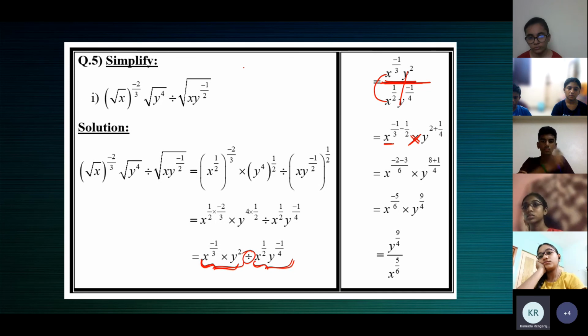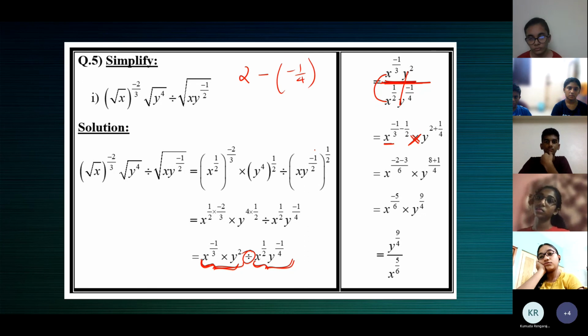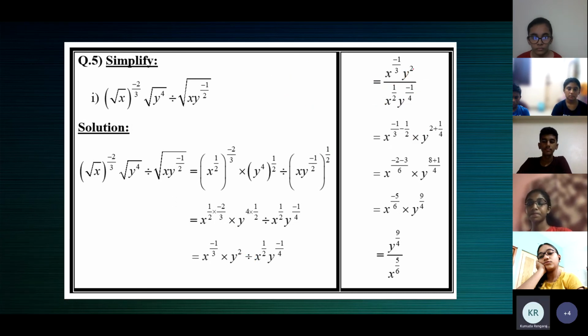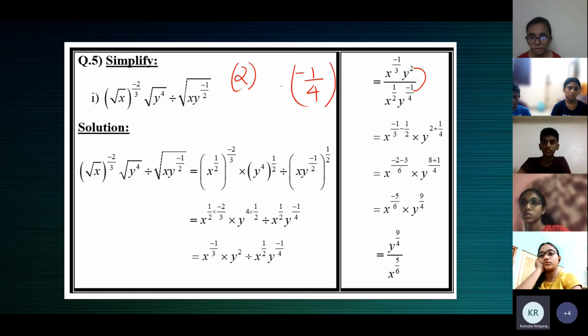So when you subtract the powers, it will be 2 minus of minus 1 by 4. One power is 2. The other power is minus 1 by 4. You'll have to subtract the powers, so it will become 2 plus 1 by 4. That's what you see here. I'll tell you again. The powers are 2 and minus 1 by 4. You need to subtract. This is one power, this is the other power. So it becomes 2 plus 1 by 4.